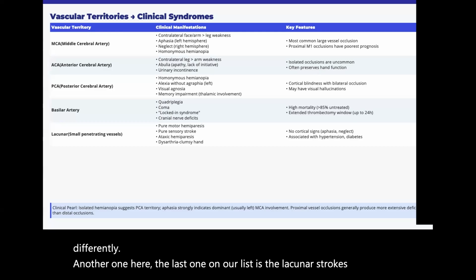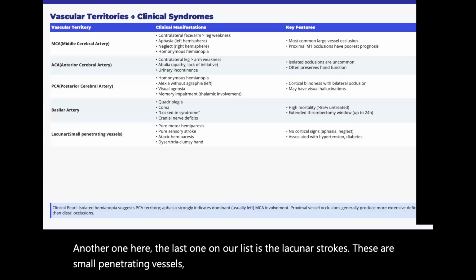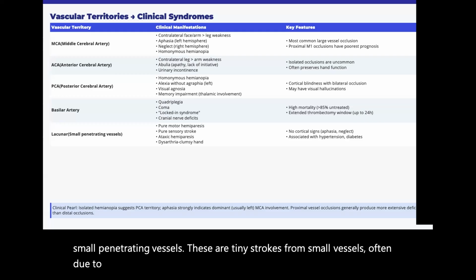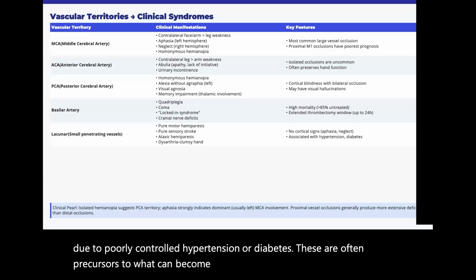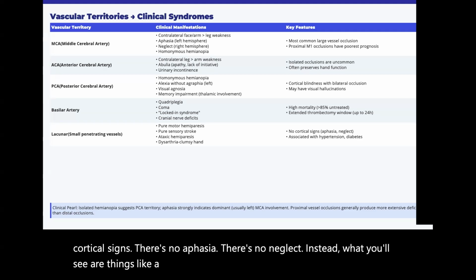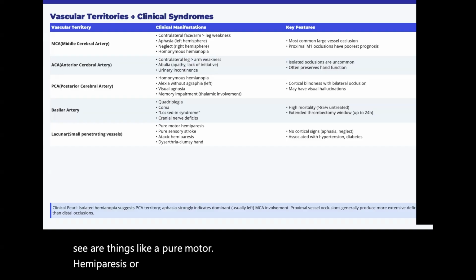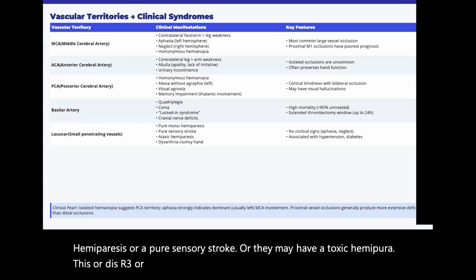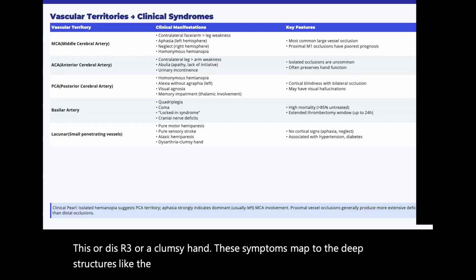These are small penetrating vessels. These are tiny strokes from small vessels, often due to poorly controlled hypertension or diabetes. These are often precursors to what can become vascular dementia. They don't cause cortical signs. There's no aphasia. There's no neglect. Instead, what you'll see are things like a pure motor hemiparesis or a pure sensory stroke, or they may have ataxic hemiparesis or dysarthria or a clumsy hand. These symptoms map to the deep structures like the internal capsule, the thalamus, and the pons.